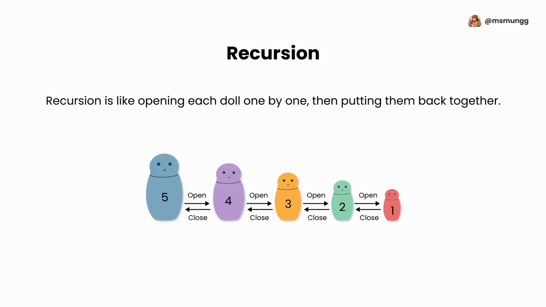Recursion is like opening each doll one by one, starting from the biggest to the smallest, then putting them back together by putting a smaller doll inside a bigger one.